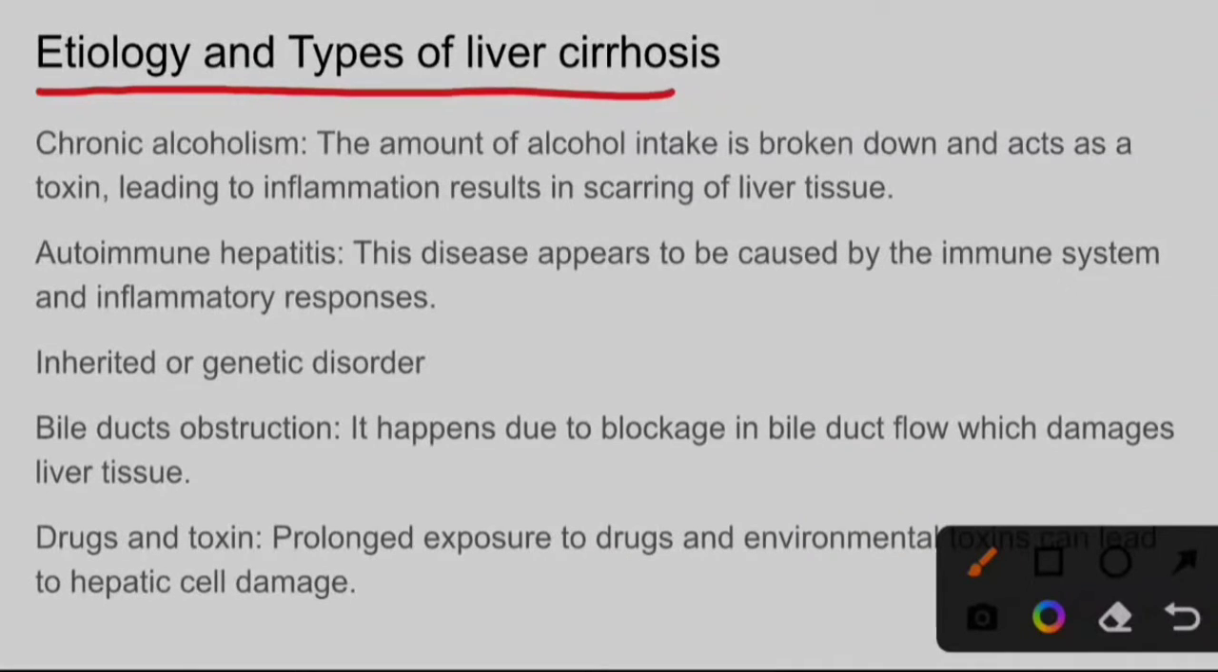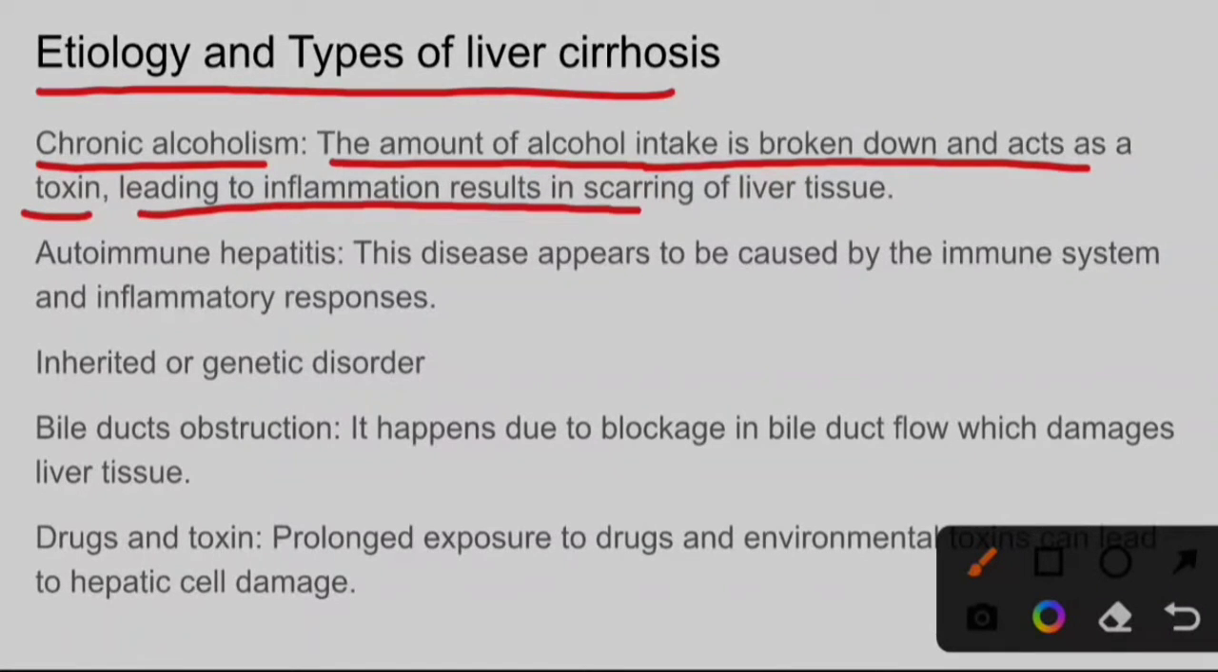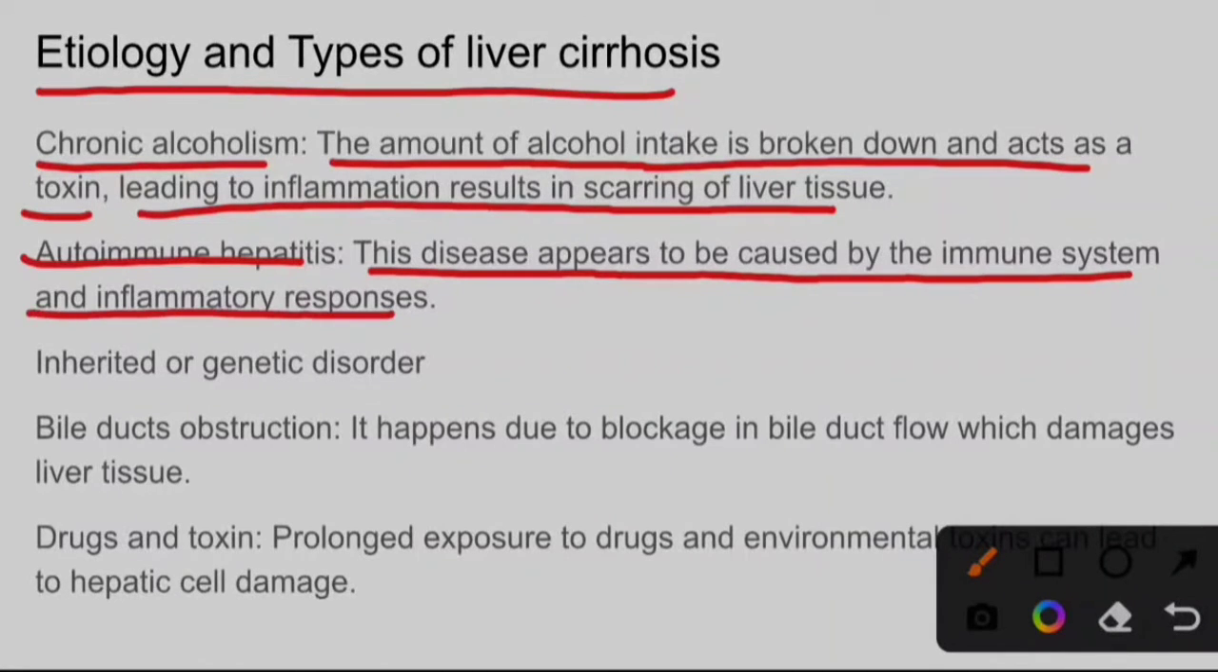Etiology and types of liver cirrhosis. Chronic alcoholism. The alcohol intake is broken down and acts as a toxin, leading to inflammation, which results in scarring of the liver tissue. So, chronic alcoholism leads to the scarring of the liver tissue. Autoimmune hepatitis. This disease appears to be caused by the immune system and inflammatory response. So, it is also a major cause of liver cirrhosis.